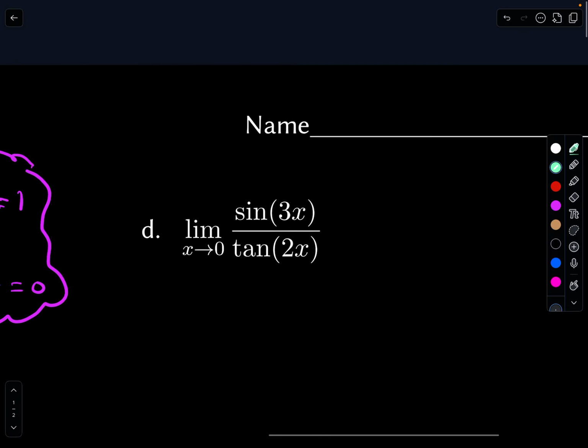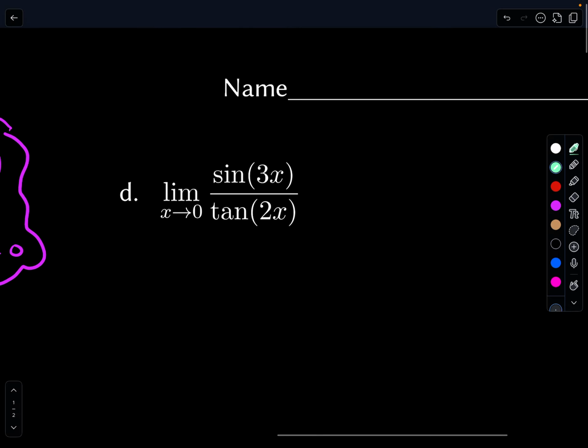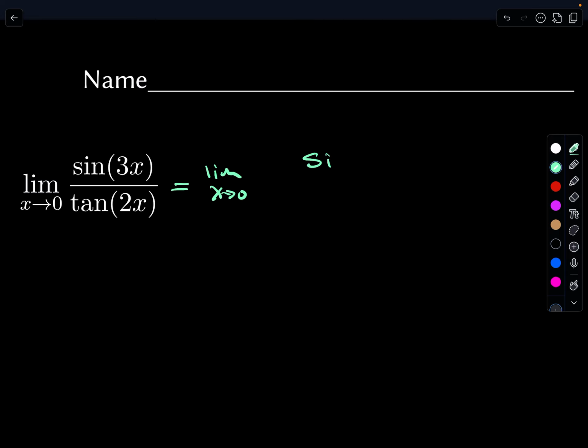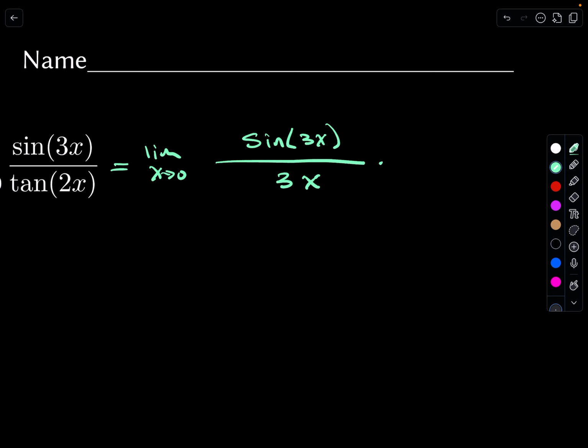All right, let's go ahead and try some of these other ones. These I'll try to do a little bit quicker. So this is going to be the limit as x approaches 0 of sine of 3x over 3x. Let's put a 3x over here. And then this is going to be sine of 2x over 2x. And then I'll have to balance that.